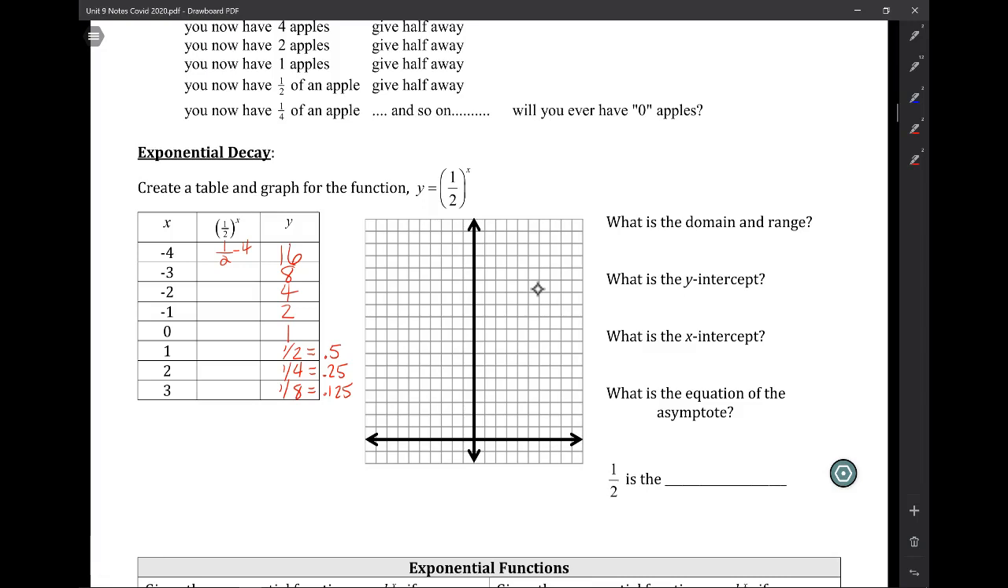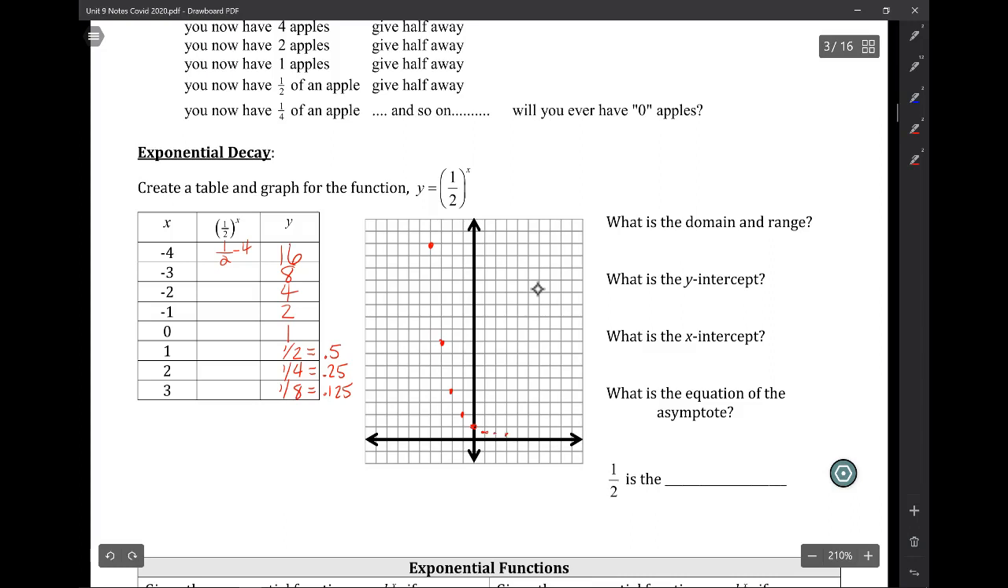So -4, up 16. So it's going to be 2 from the top. -3, up 8. -2, up 4. -1, up 2, 0, 1, 0.5, 0.25, 0.125.